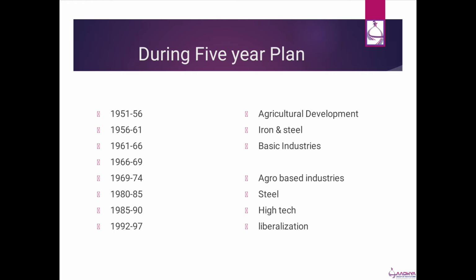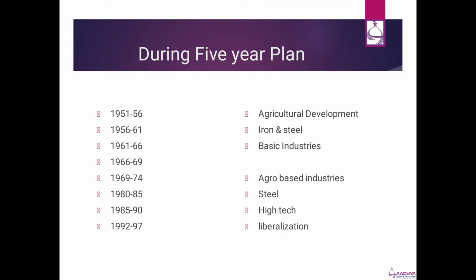Then from 1966 to 69, we didn't have any 5-year plans, so they continued with annual plans, under which they followed up on the targets not achieved in the previous 5-year plans. The next 5-year plan, 1969 to 74, focused more on agro-based industries. Agro-based industries are those related to agriculture, like the sugar industry, textile industry, and of course the jute industry.